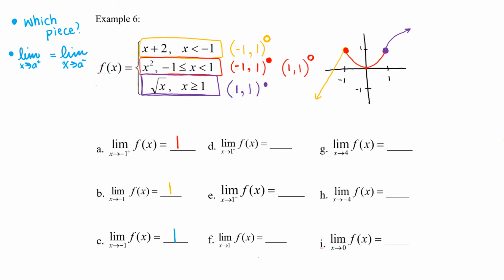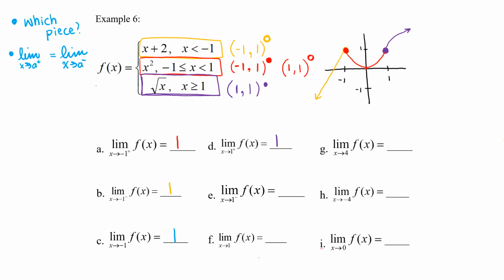Now let's look at the limit as x approaches 1 from the right. So since we're approaching from the right, that means we're looking at numbers that are greater than 1. So our domain is greater than 1 at this bottom piece with the square root of x. And as we're approaching 1 from the right for that piece, our outputs are approaching 1.